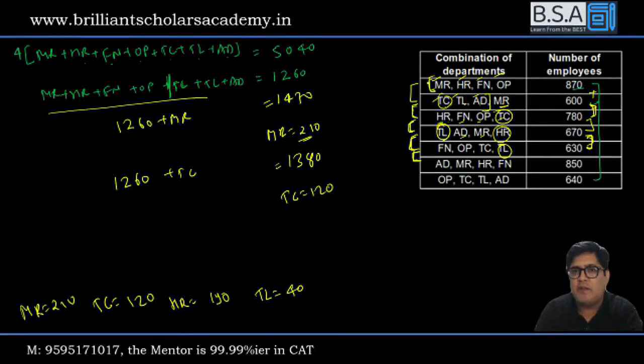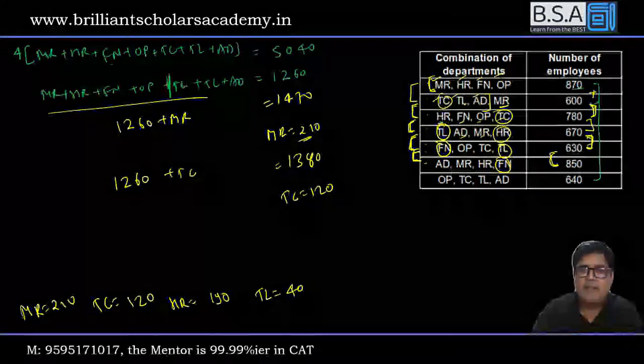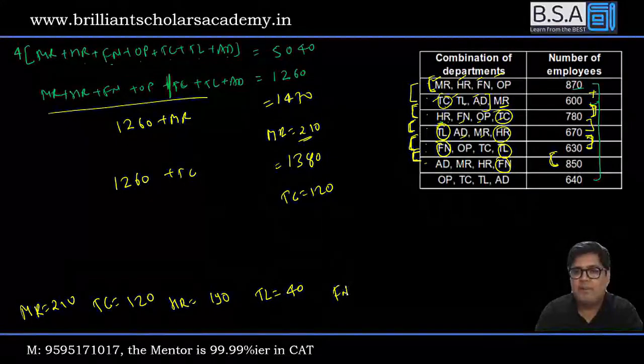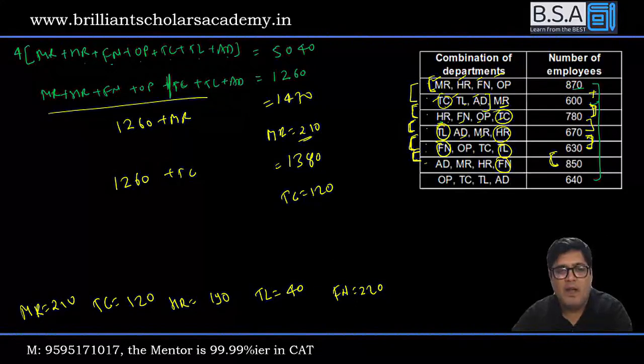What number is this? 1, 2, 3, 4, 5. 5 and 6. Look at 5 and 6. What is common? FN is common. Add both. You will have 1480 minus 1260. That is 220. FN is 220. Are you able to reach the same conclusion as me?